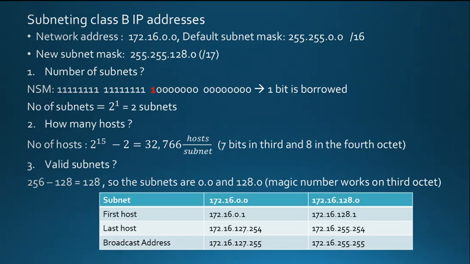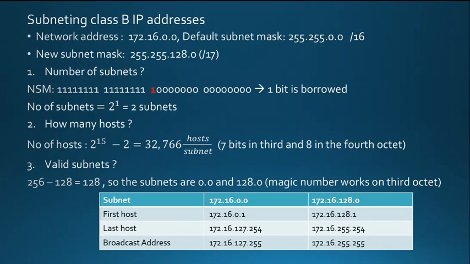If you have a network address 172.16.0.0, which is a class B address, and the subnet mask is going to be 255.255.0.0, and the only bits presenting the CIDR notation are 16. But now we have to have a new subnet mask, 255.255.128.0 with a /17.